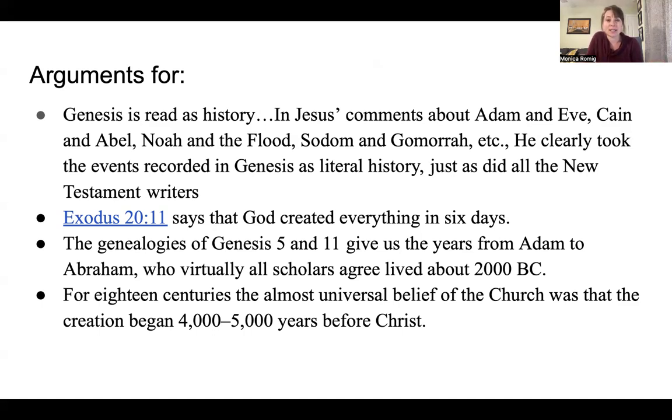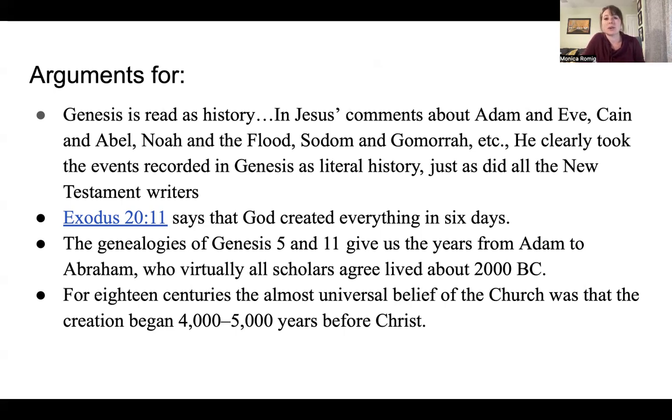And Jesus, when he's teaching in the New Testament, talks about people in Genesis: Adam and Eve, Cain and Abel, Noah and the flood, Sodom and Gomorrah, and he is talking about them as if they happened the way the story seems to suggest. So if the New Testament, and Jesus especially, is talking about these events as if they happened the way they are described, as Christians, that should count quite a bit for us. And so I think it does.